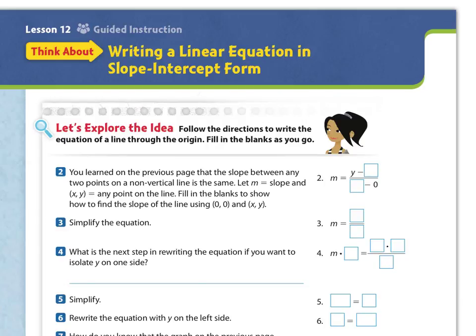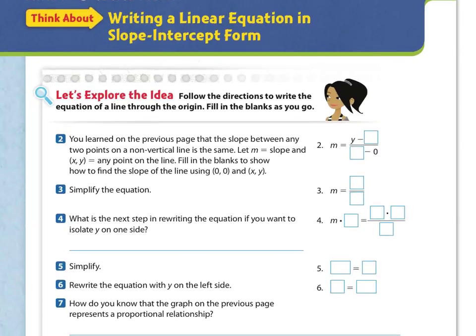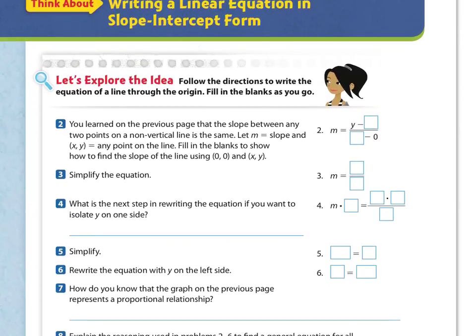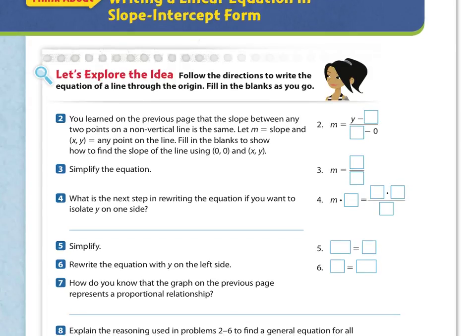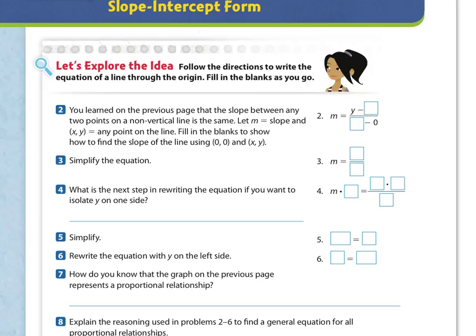So lesson 12, writing a linear equation in slope-intercept form. Can I get a volunteer to read Let's Explore the Idea? And number 2, please. Giselle. Follow the directions to write the equation of a line through the origin. Fill in the blanks as you go. Hugo? Learn on this page that the slope between any 2 points on a non-vertical line is the same.